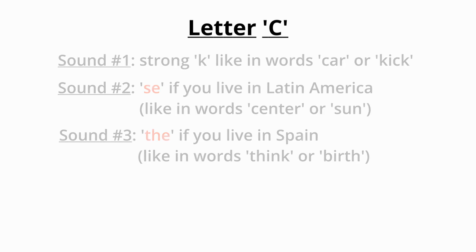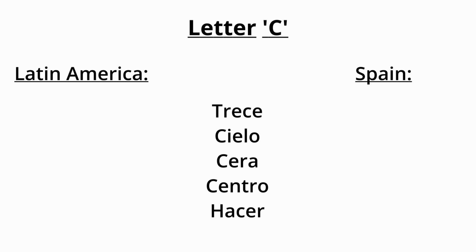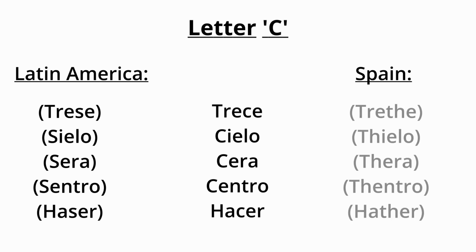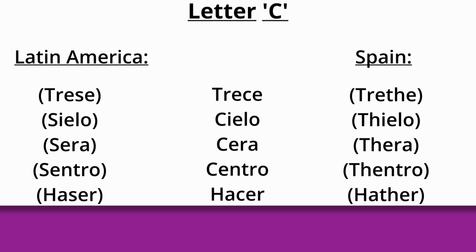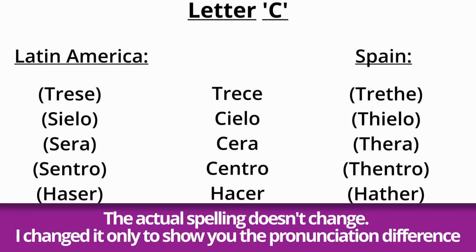Now let's look at a couple of examples. Here are some words that have c in them. You can pause the video and try to pronounce them in both the Latin American way and the Spanish from Spain way. Now let me try. So if I'm in Latin America, I will say trece, cielo, cerra, centro, hacer. And if I'm in Spain, I will say trece, cielo, cerra, centro, hacer. As you can see, those are the two sides of the same coin. So it's entirely a matter of your preference whether you want to go with the sound s or th. We'll talk more about this later.